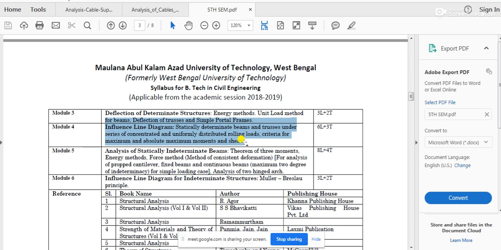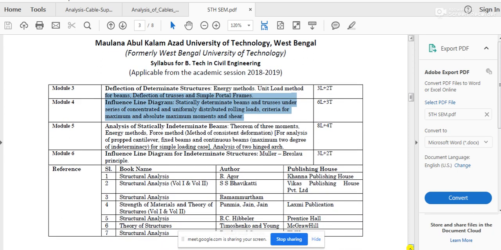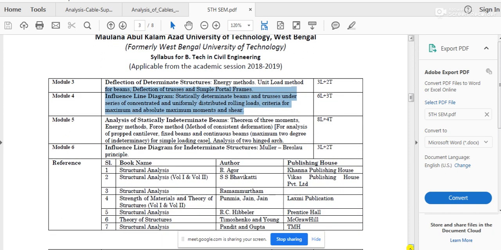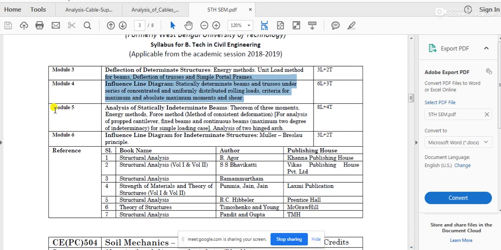Influence line diagram, every minute detail of influence line diagram for statically determinate structures we have discussed. We have discussed it for beams, for trusses, for a series of concentrated loads, uniformly distributed rolling load, everything about influence line diagram. We started our structural analysis discussion on this. Now we will be starting module 5, a very important chapter.